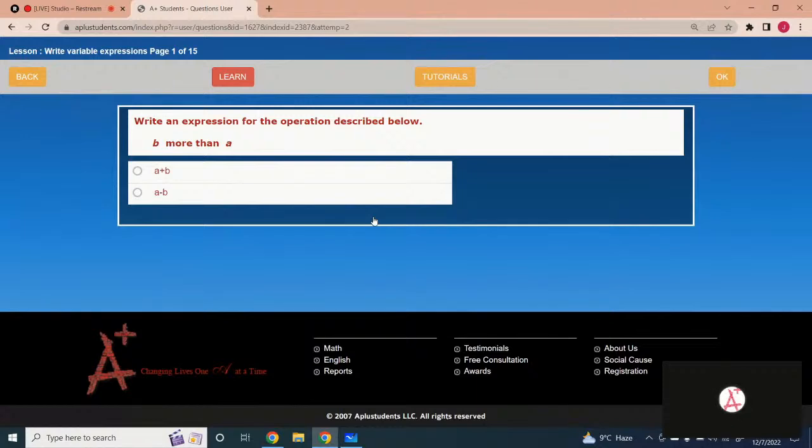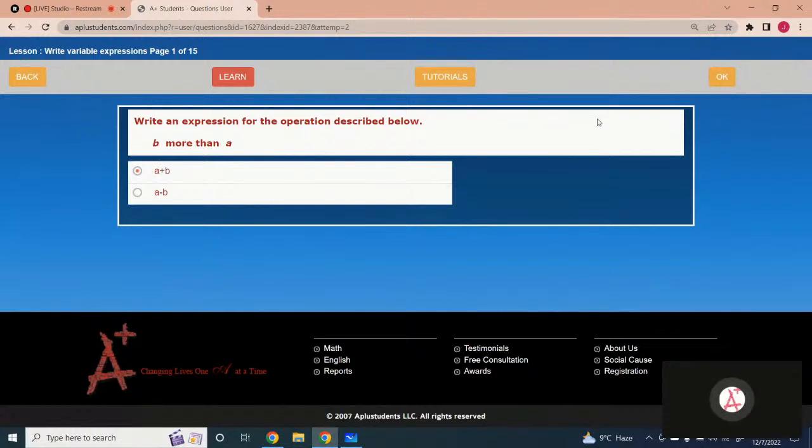That means more than means you have to add. You have to do A plus B. Got it? If it is less than, that means you have to subtract. More means you have to add. So it would be B more than A means you have to add B to A. It would be A plus B. Got it? That is the correct option.